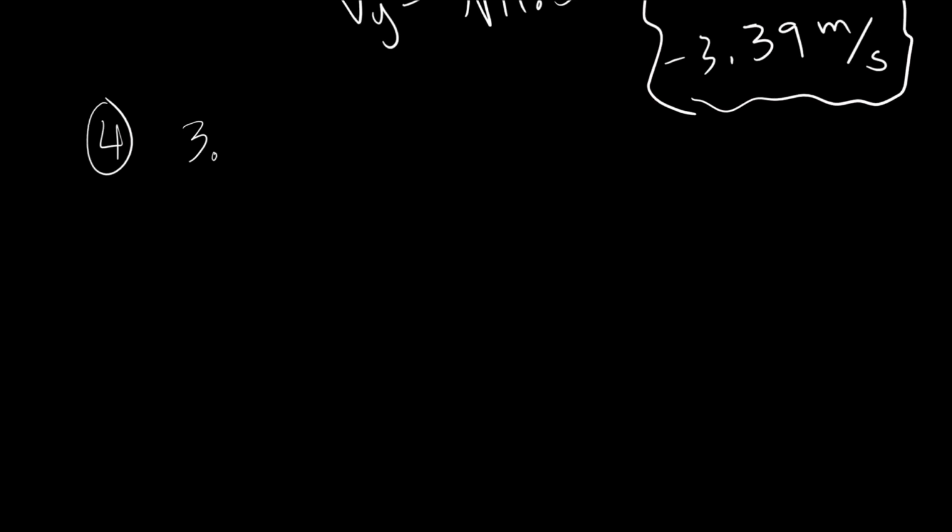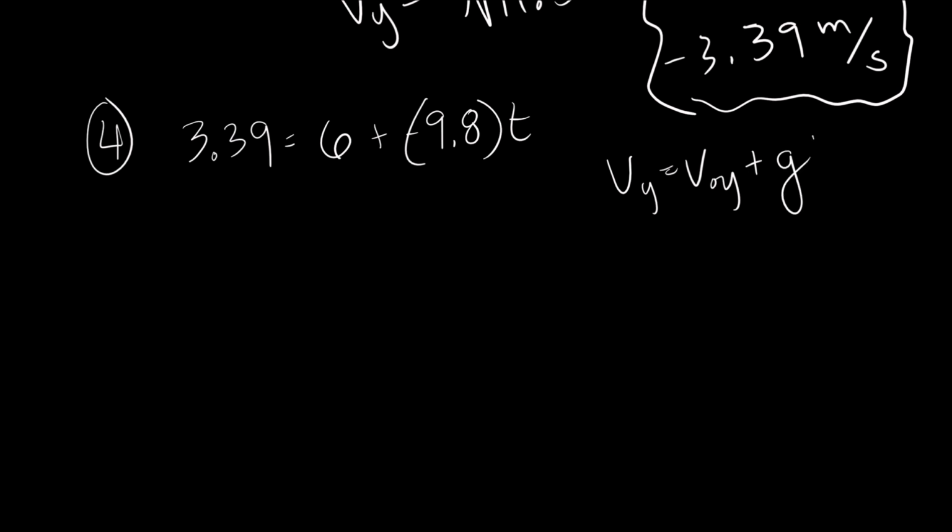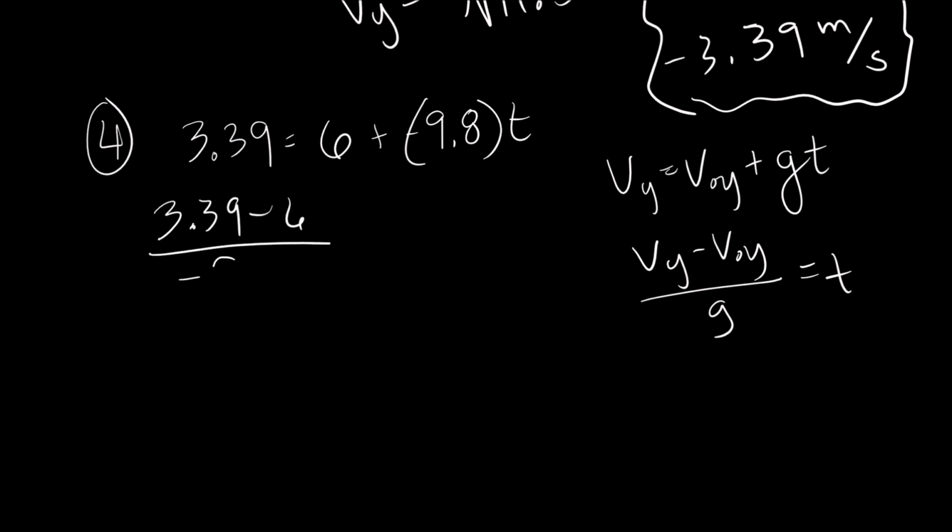So we have 3.39, right? We'll start with the positive one, equals 6 plus negative 9.8 times t. Okay, I should have maybe rearranged this before I plugged stuff in. So Vy equals V naught y plus gt. If I subtract V naught y from both sides and divide by g, that'll give me t. So that's what I'm doing over here, 3.39 minus 6 divided by negative 9.8. That's going to give me a t of 0.266 seconds.